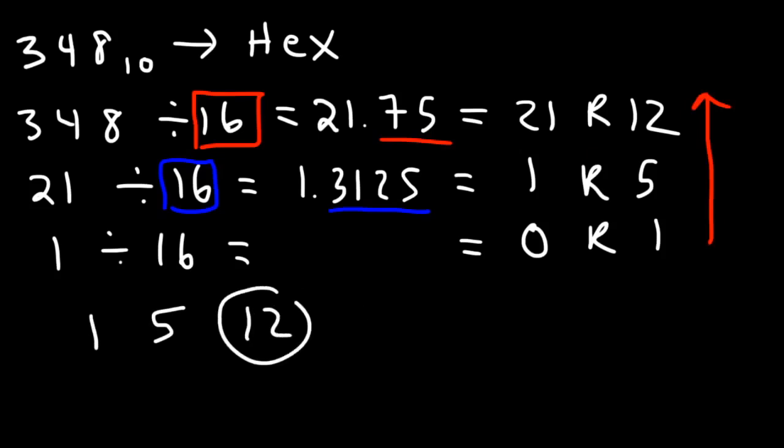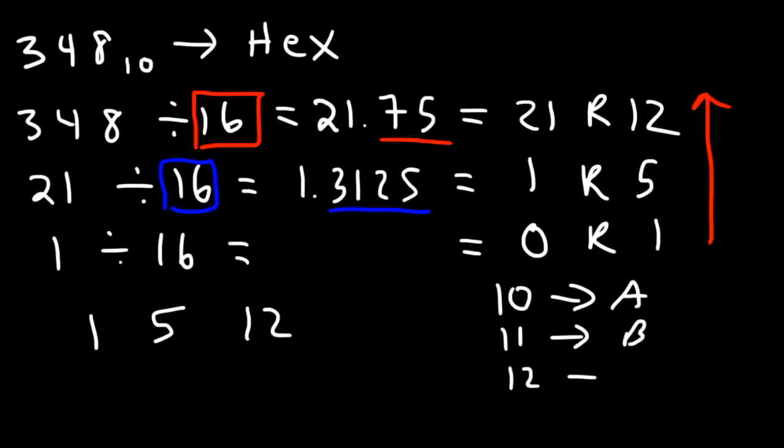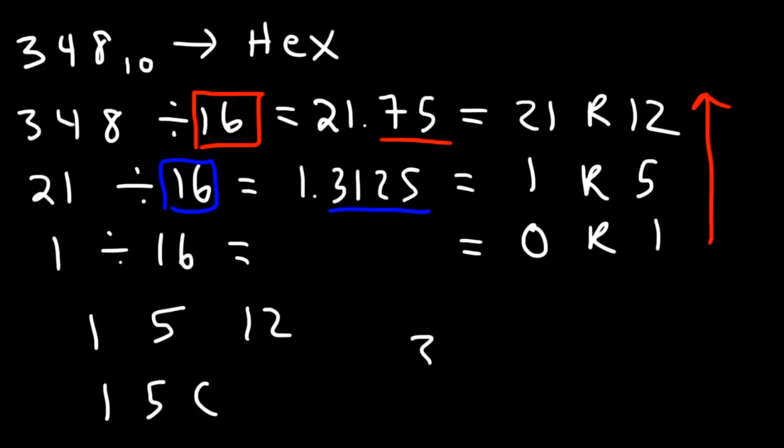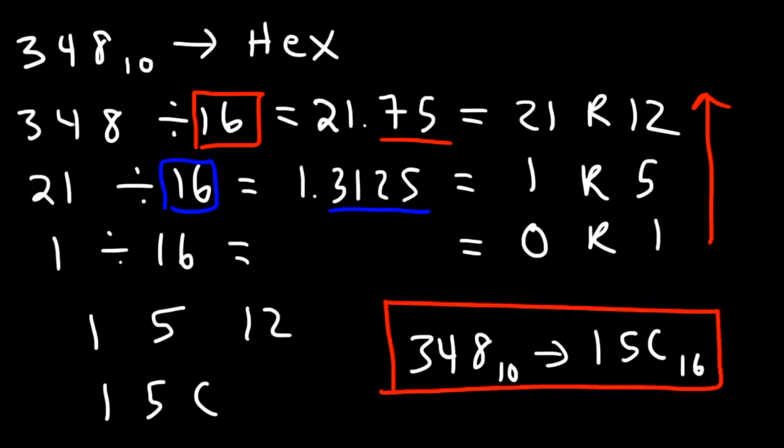Now 12, because it's larger than 9, we need to convert it to a letter. So remember, 10 corresponds to A, 11 corresponds to B, and 12 corresponds to C. So it's 1, 5, C. So therefore, we could say that 348 in the base 10 system is 1, 5, C in the base 16 system. And so that's how we can convert a decimal number into a hexadecimal number using successive division.